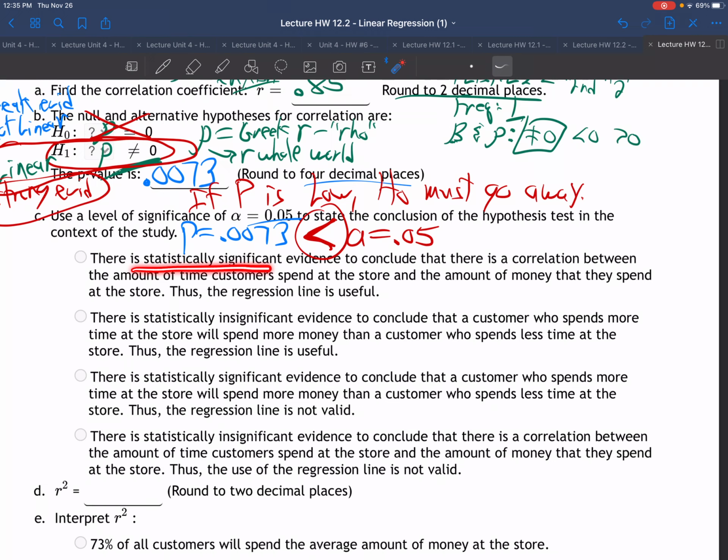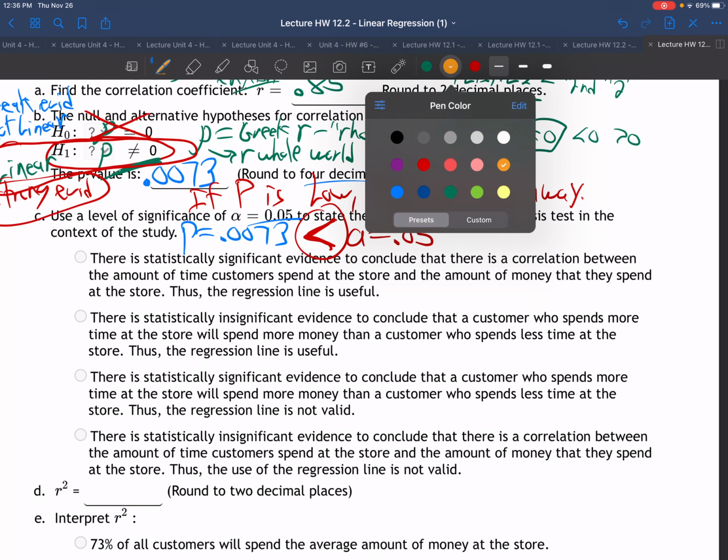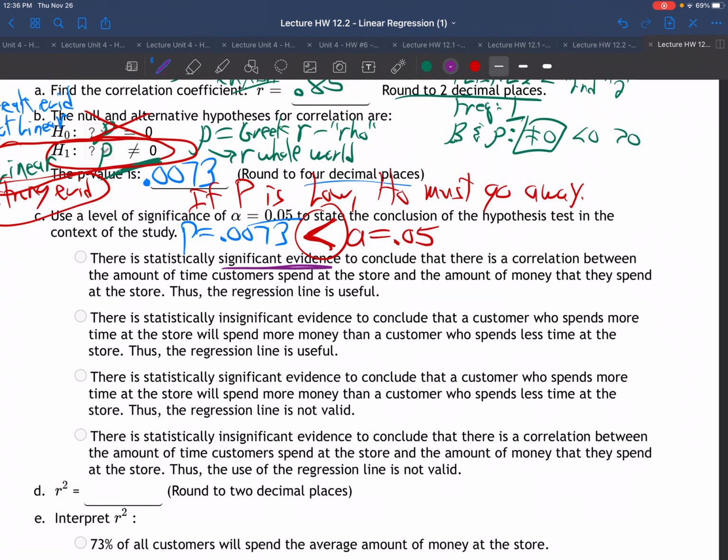There is statistically significant evidence. Yeah, strong. That's right on the money. Let me get a new color here. It's statistically significant. Yes. How about this one? Insignificant. No. Significant. Yes. Insignificant. No. So it's one of those two significant.